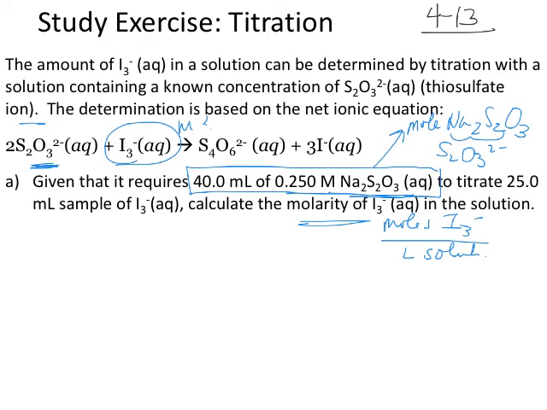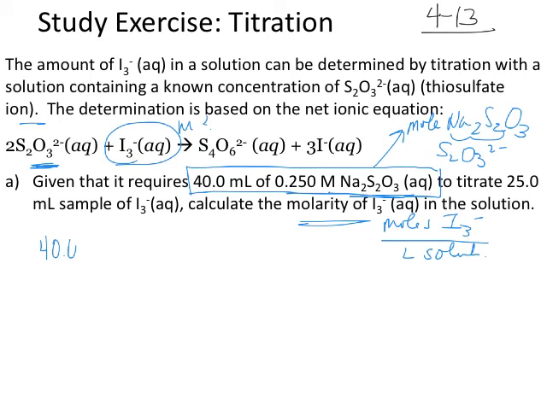Now, we know once we got a chemical equation, is it balanced? Yes, it's balanced. And we know that we can take this combination, 40 milliliters of 0.250 molarity, to give us the moles. And once we have the moles of your thiosulfate, we can figure out the moles of your I3. And then we're just going to divide that by the total amount of the solution that we have in our flask. So let's just start with getting our moles.